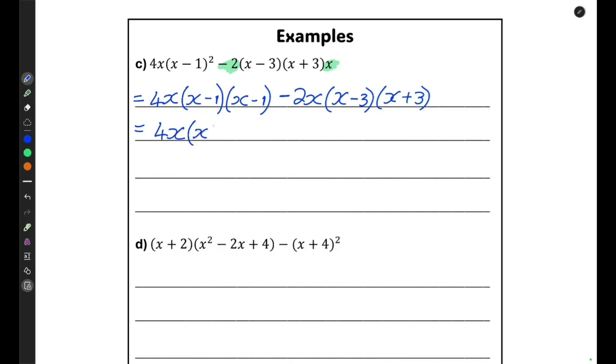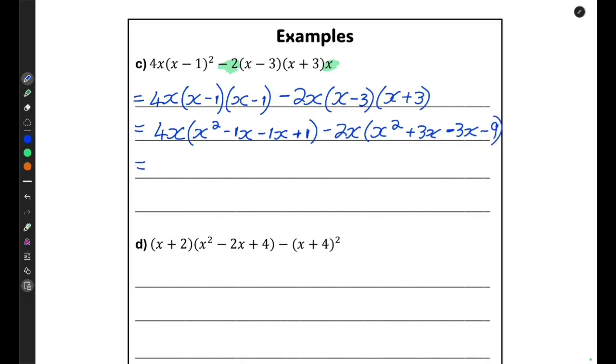X times x gives me x squared. Now the outers, minus 1x, the inners, minus 1x, and then the last plus 1. So the next one, minus 2x stays there, and then x squared, then multiply those, gives me plus 3x, multiply the inners, minus 3x, and then the last gives me minus 9. Okay, now I can distribute into the bracket.